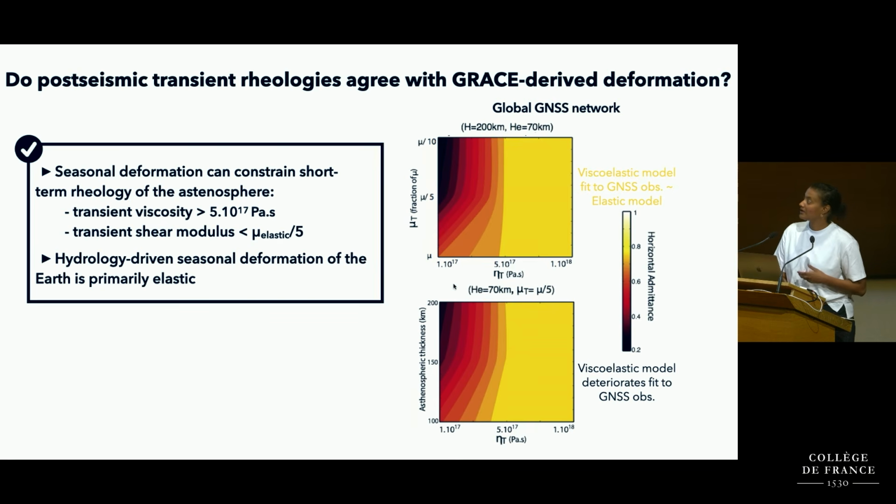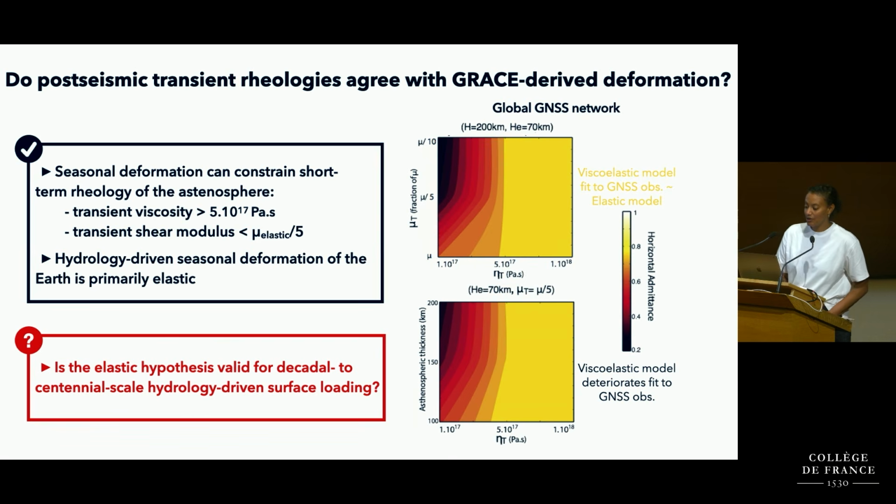What we can do is use that seasonal deformation mode of the Earth to place constraints on the transient viscosity properties that we can use in post-seismic deformation. So basically, kind of having transient viscosities that are above 5 times 10 to the 17 Pascal seconds, and also place constraints on the shear moduli.